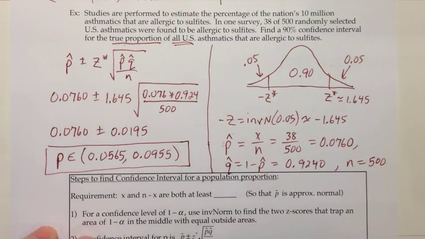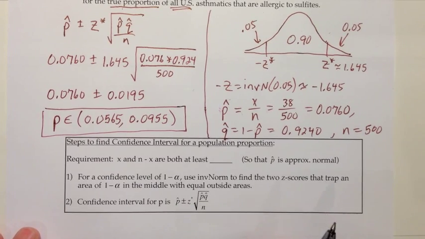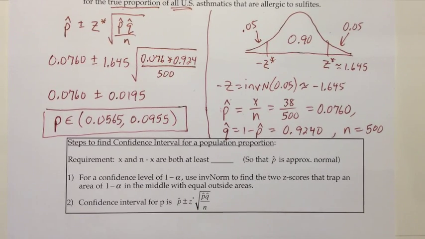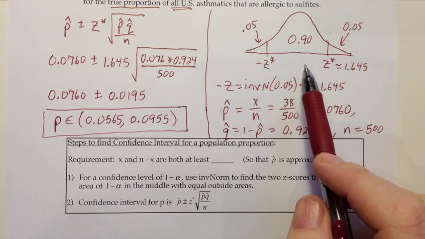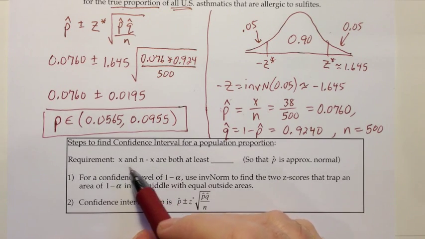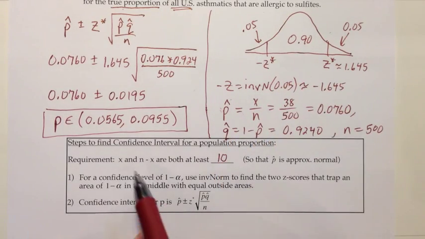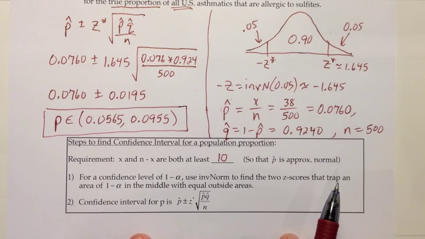Alright, so let's look at the steps that we just went through to do that confidence interval, and these are the ones that we would apply as we go forward. First of all, for the requirements, we need this bell-shaped curve to really be there, and for that to happen you need p-hat to be approximately normal, and we learned in Chapter 7 that that happens as long as both np and nq are both at least 10. Now here it doesn't say np and nq, it says x and n minus x, but the rule is still the same. We want those to be at least 10. I'll show you why they look like that in just a moment.